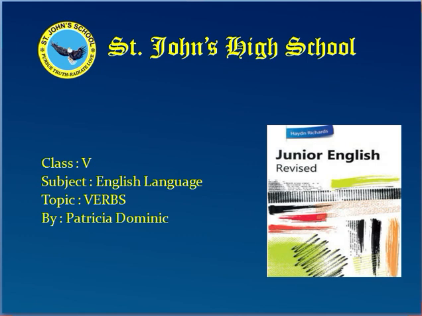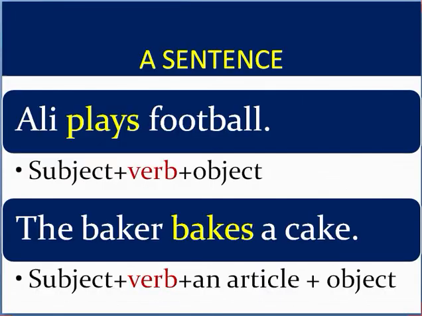Today's topic is verb. The book is Junior English by Hayden Richards. Children, in our written and spoken English, we depend on sentences that we use to communicate or express ourselves or to give some information. Look at these simple sentences. They are composed of different parts of speech.